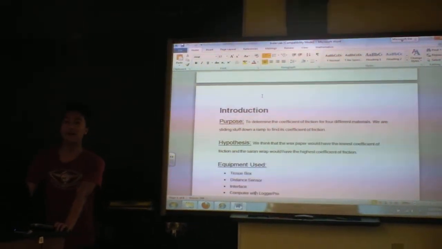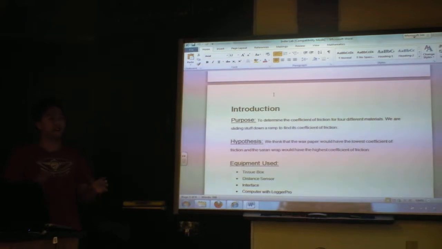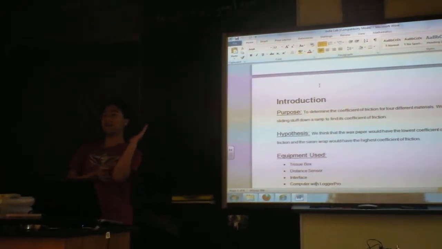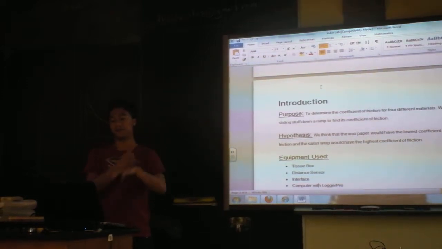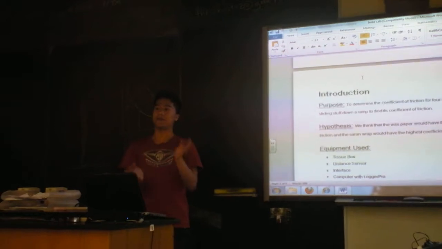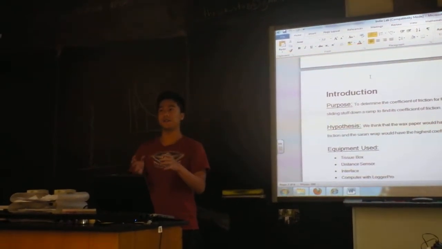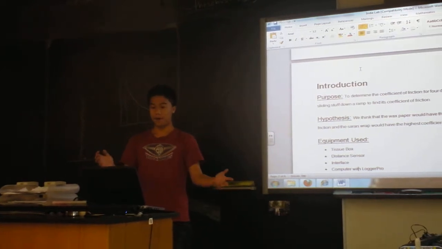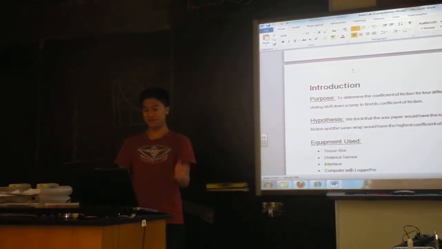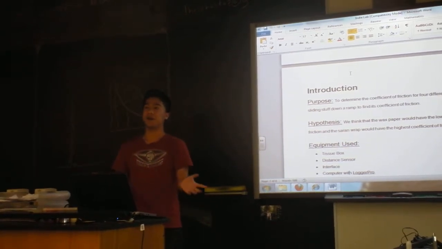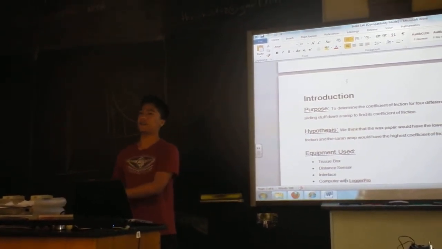For our lab, basically we took a Kleenex box and we slid it down a ramp, and then we found the coefficient of friction for the Kleenex box. Then we covered it with other materials like aluminum, saran wrap, and wax paper. And then we tried to guess which one would have the highest coefficient and then the lowest coefficient.